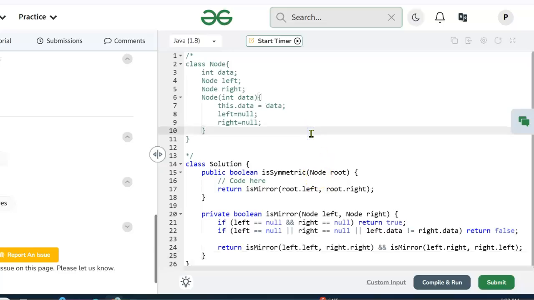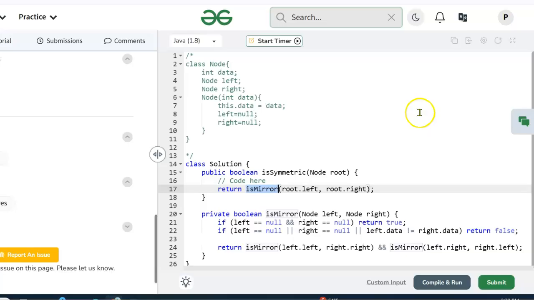Okay, so here's the method that they give us, is symmetric, and we need a helper method for this. So we're going to compare the left and right subtrees recursively. We need a helper function. There are several base cases for the recursion, and we'll look at those.